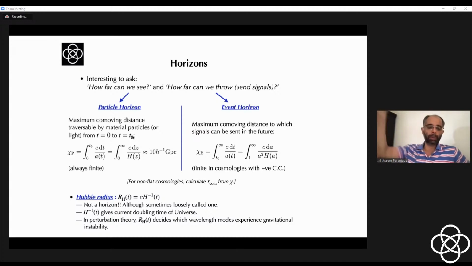So if these particles have been traveling with some speed, how far could they have come? And of course, the speed of light gives us an upper limit to this distance, because nothing can travel faster than light. So all I have to do is to ask, how far will light travel from t equal to 0 to t equal to t naught? And that gives me the answer to what is the maximum distance a material particle could have traveled.